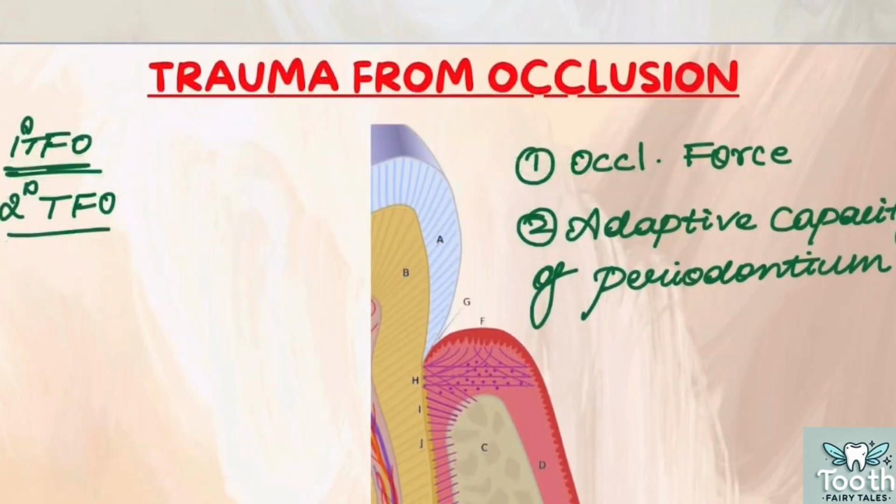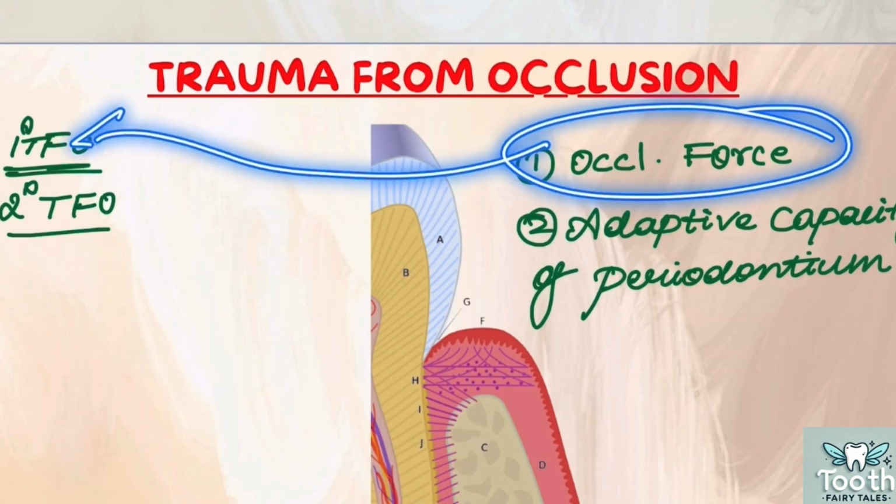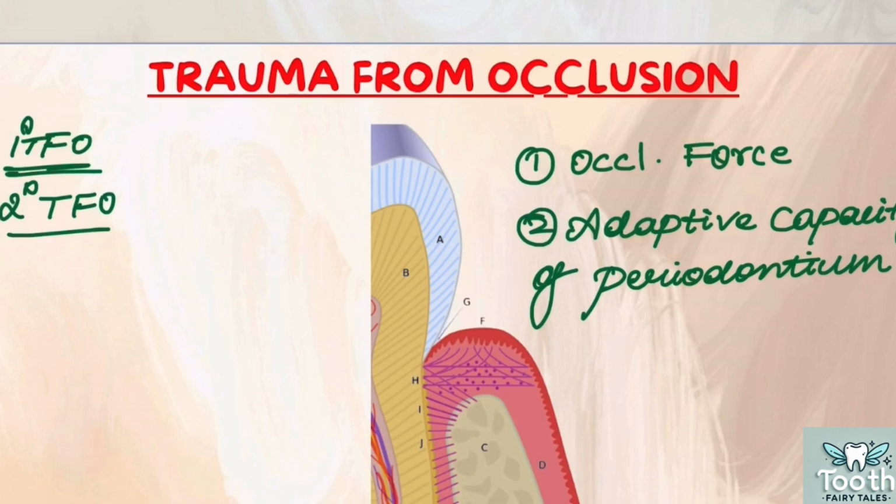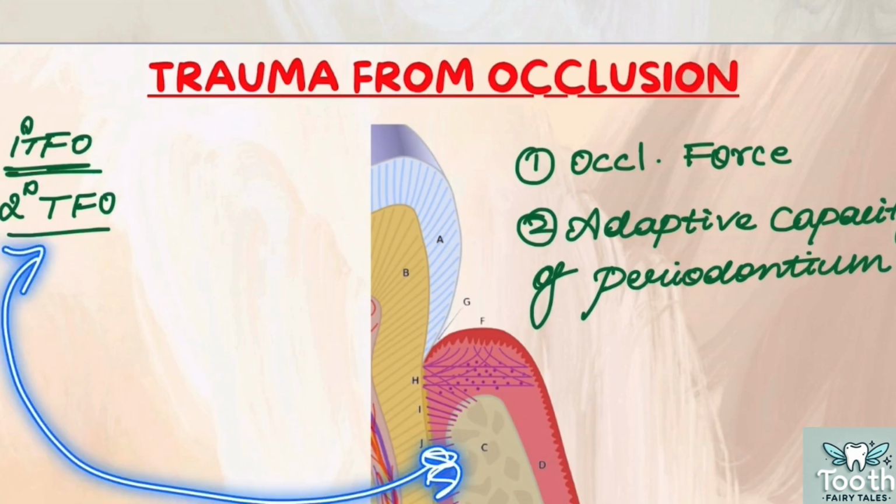Next, there are two factors in trauma from occlusion. One is the occlusal force. The second is the adaptive capacity of the periodontium. The type of trauma from occlusion depends on these two factors. If the injury to the periodontium is because of an increase in the occlusal force, then that kind of injury is known as primary trauma from occlusion. If the injury to the periodontium is because of reduced periodontal capacity and not because of the occlusal force, then that kind of injury is known as secondary trauma from occlusion.